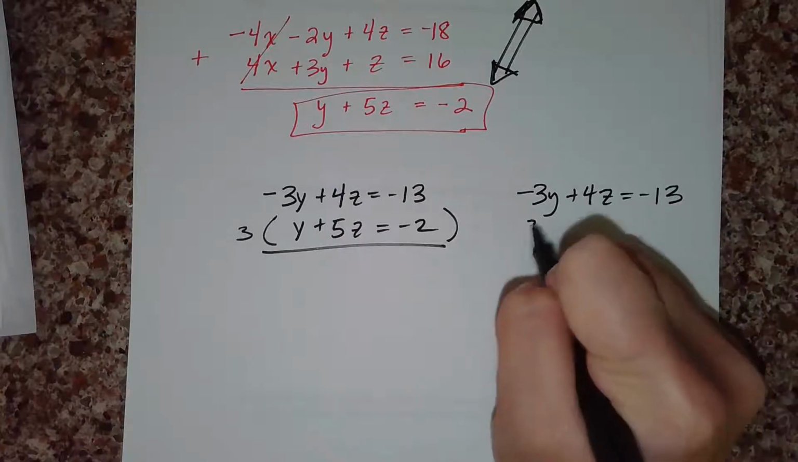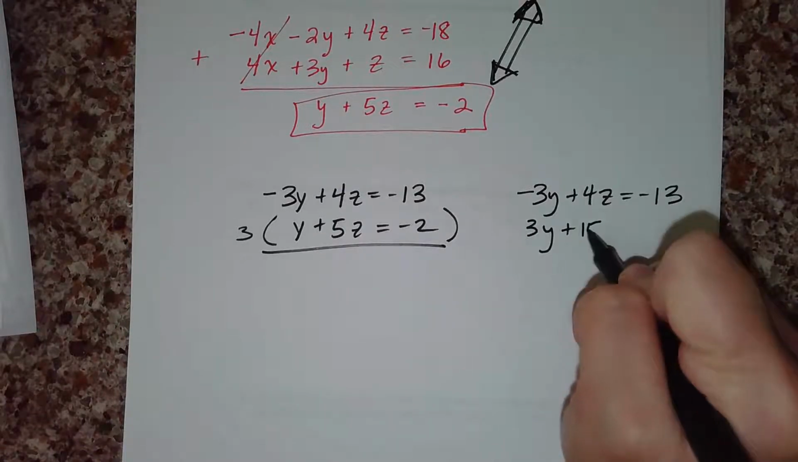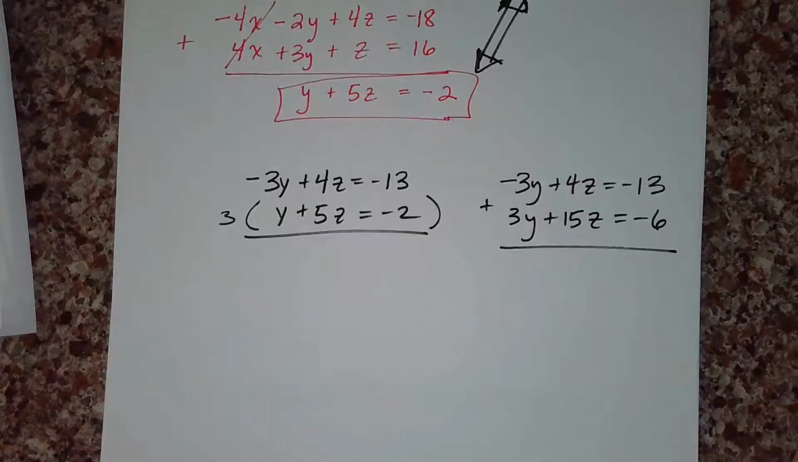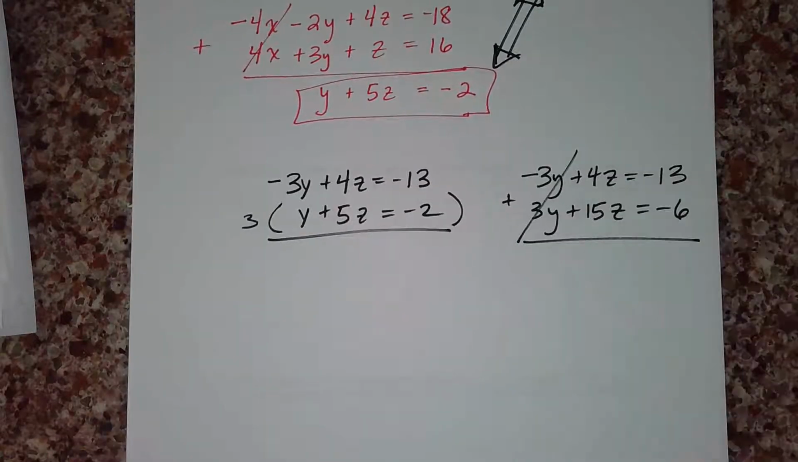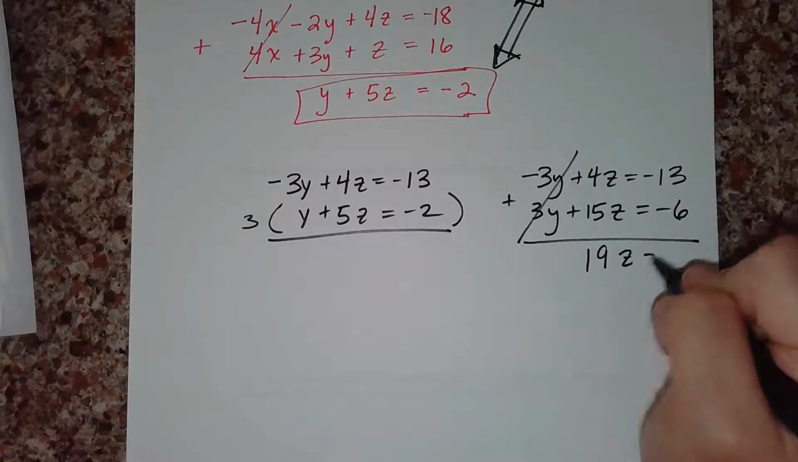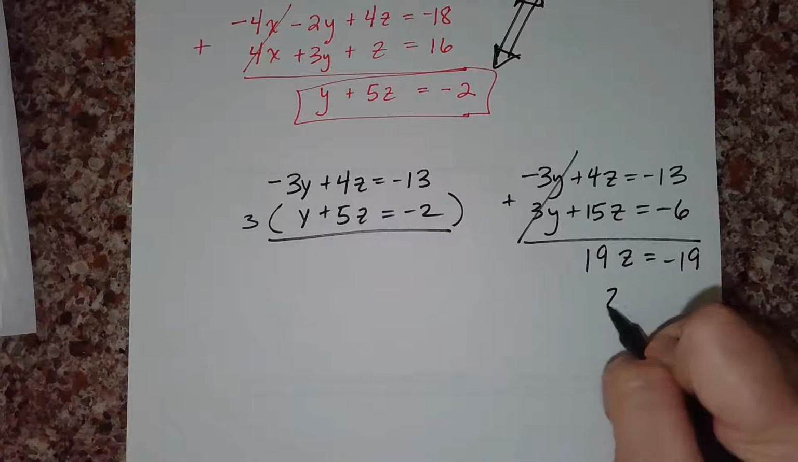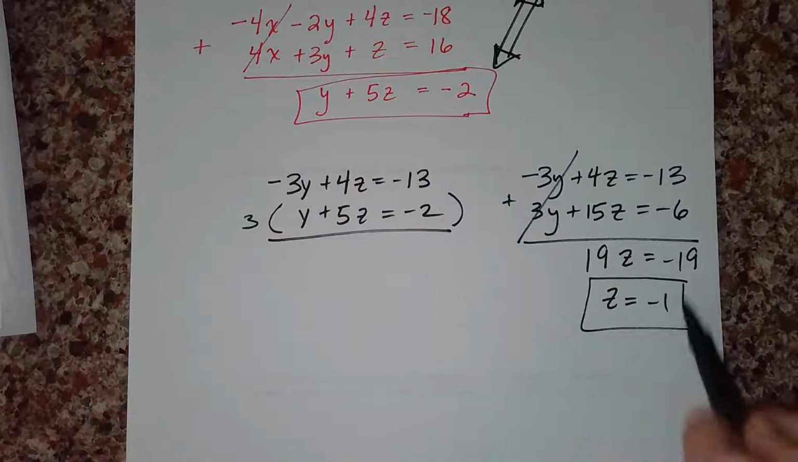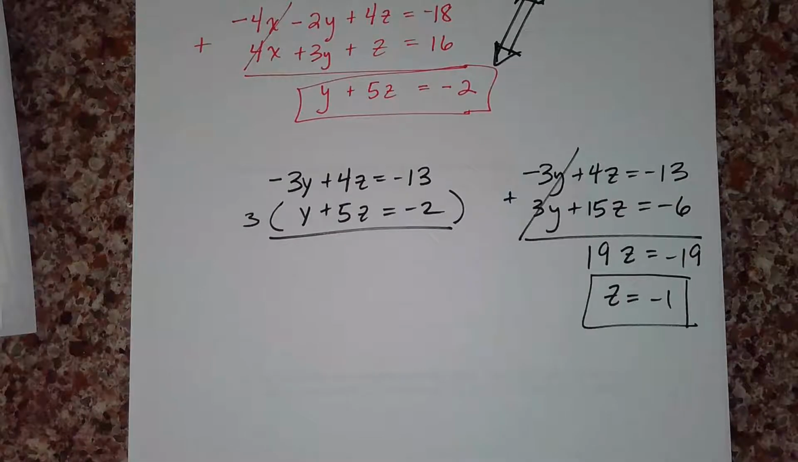And then this becomes 3y plus 15z equals -6. All right, add them together. Those would cancel. I get 19z equals -19. Divide both sides. I get z equals -1. Remember your goal. Your goal is to find x, y, and z. Well, you just accomplished 1/3 of your goal.